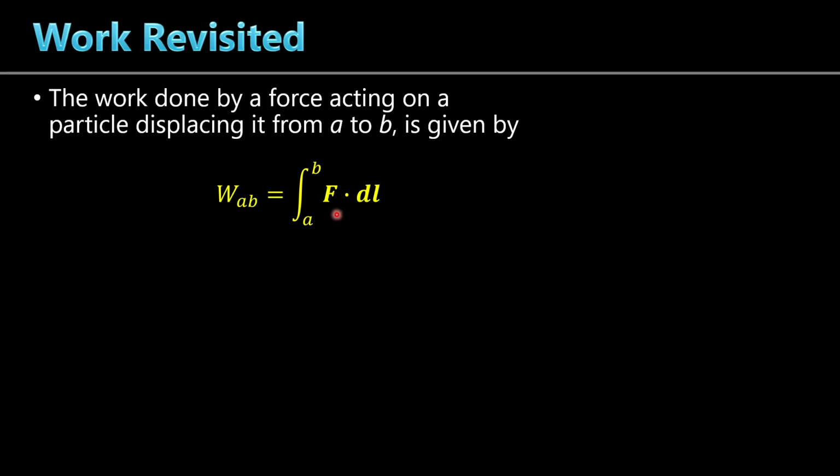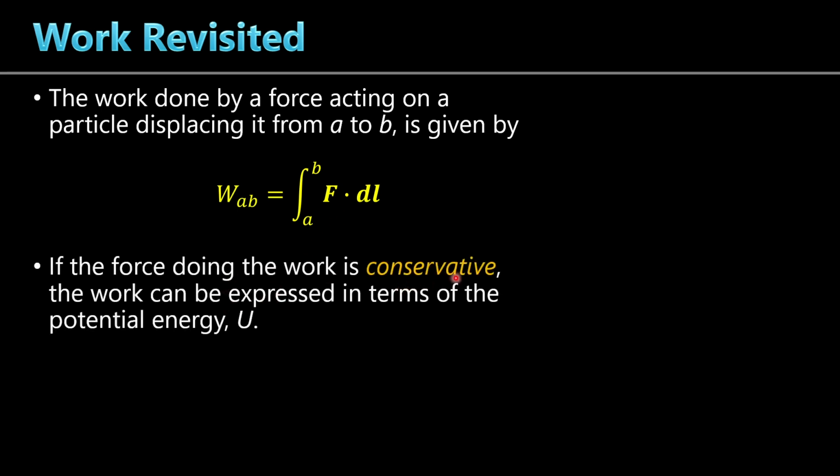Now, if the force doing the work is conservative, the work can be expressed in terms of the potential energy, which is denoted as U. Okay? So here, what we're trying to say is that if this force, this F, is conservative, we can always express the work done by that force in terms of the potential energy. So, what is the relationship between the work and the potential energy if this force is conservative? The work done is simply equal to the negative of the change in the potential energy.